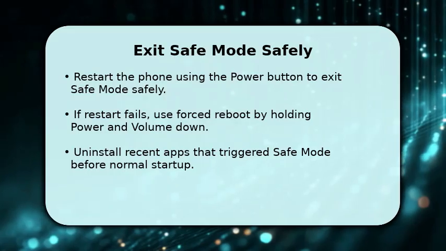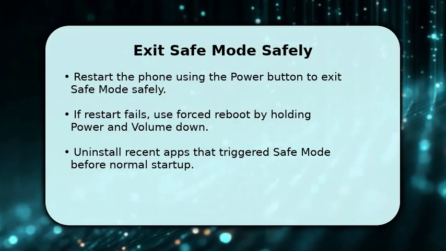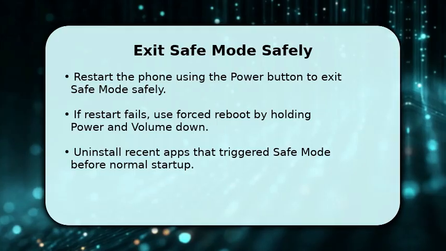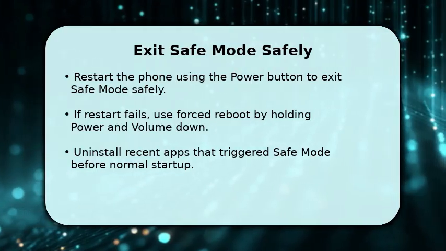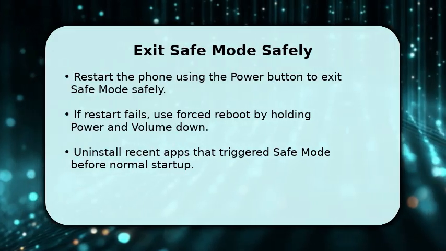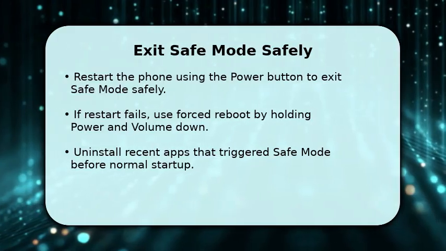To exit Safe Mode, try a normal restart using the power button first. Press power and choose Restart, or power off then power on after 10 seconds. If a normal restart fails, perform a forced reboot by holding power and volume down for about 10 seconds. After reboot, check whether the Safe Mode label is gone and apps behave normally.